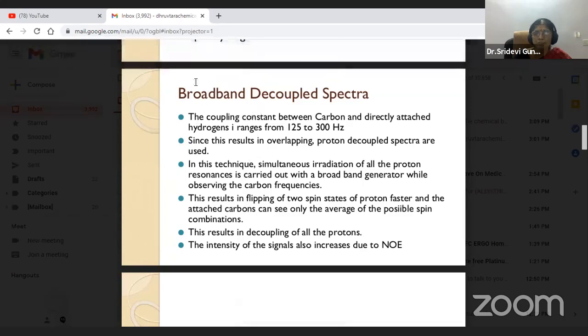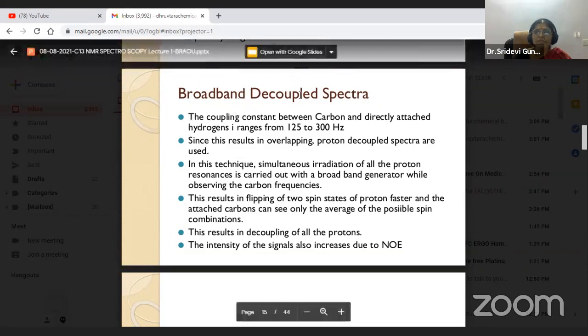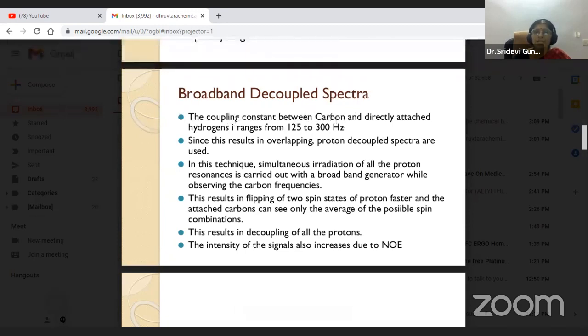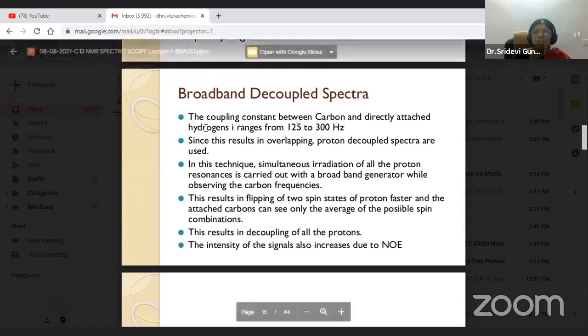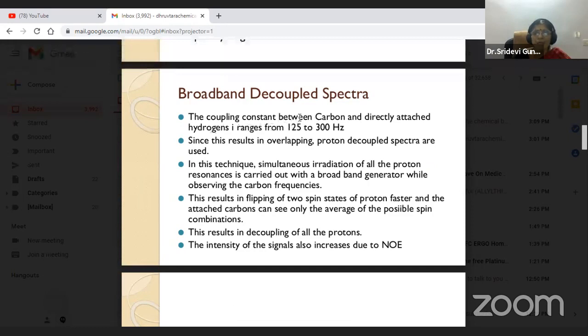Because the set of protons are able to see the other, neighboring set in two spin states, in line and opposite in line. That is what is removed here. So here, carbon, when it is attached to hydrogen, can also give you a doublet, but it is not giving you a doublet. Why?